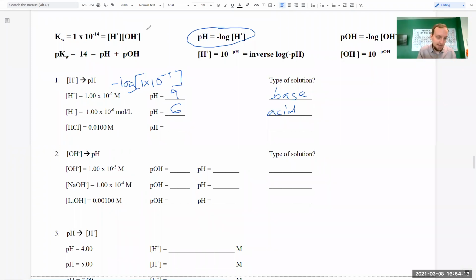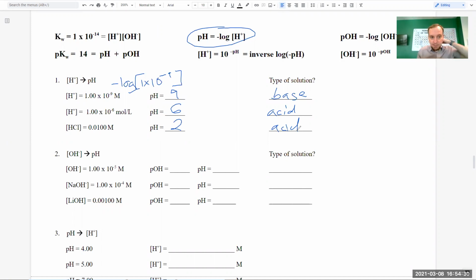The next one, again, we have negative log. I'm going to type in my concentration here, which is 0.0100, close my parentheses, and I get 2. A pH of 2, again, would be an acid, and it would be a very strong acid.